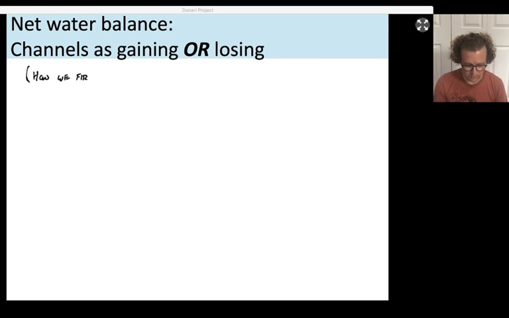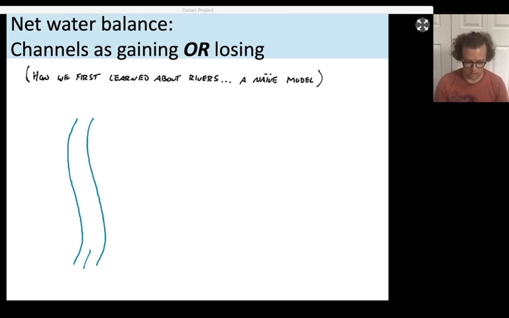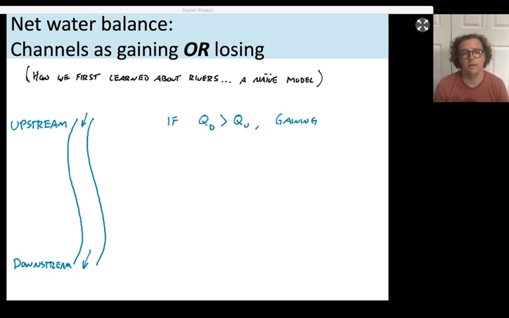So when we first talked about streams, so this was perhaps in an undergraduate class, we had this naive conceptual model of streams where we would compare the discharge at the upstream and downstream end. And if there's more flow downstream, we called it gaining. If there's more flow upstream, we called it losing. And by taking this view of a stream, what you're seeing is essentially the simplest possible assessment. This is like the orange pen on the previous slide. That's like saying what was the net change over the course of the month in your bank account or over the course of the stream in discharge.